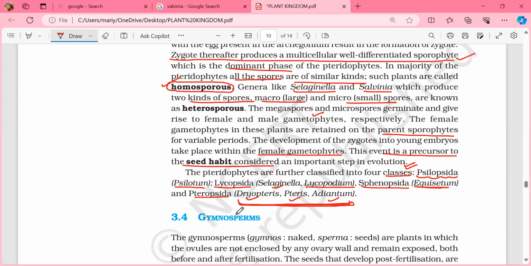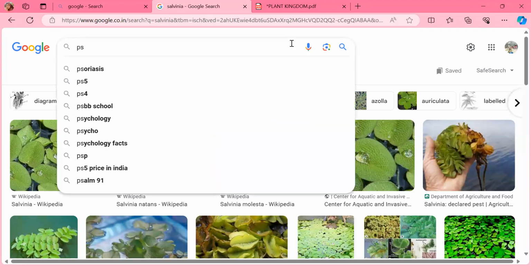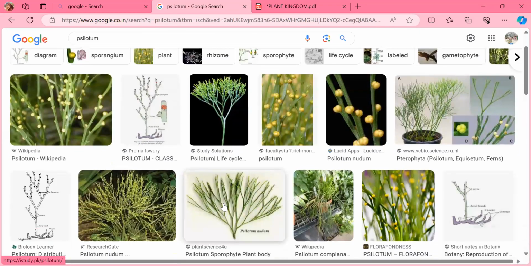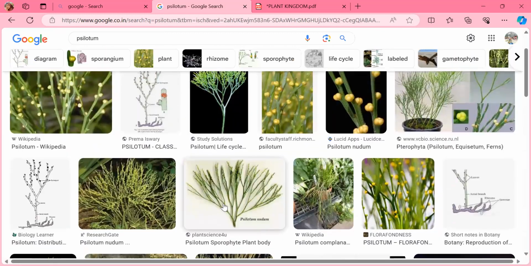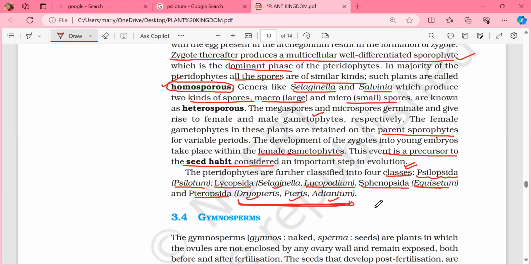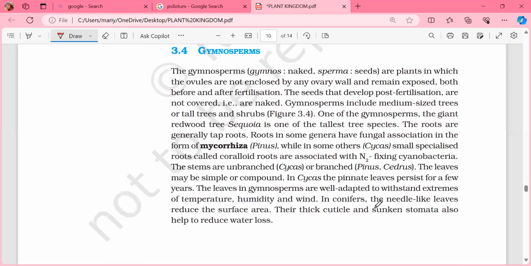Do you want to see Psilotum? No? Let's see how it looks. Even I haven't seen Psilotum. Look, Psilotum. Do you want to see others? No? Alright, then let's move forward and talk about gymnosperms.